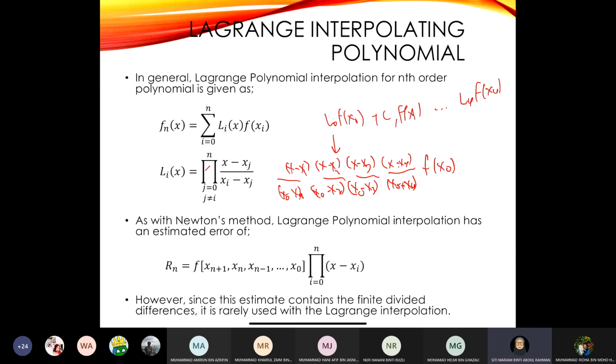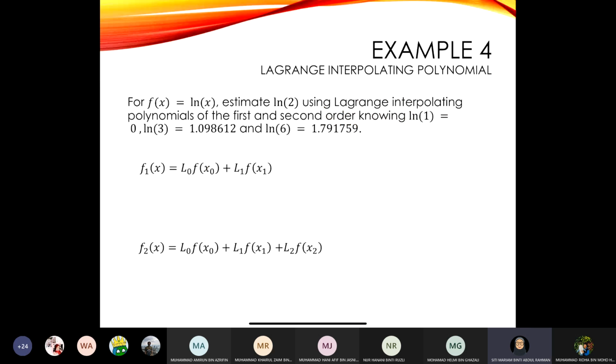However, as with Newton method, Lagrange polynomial ni dia punya estimate of error dia sama. So kalau kita nak cari fourth order ni, so the estimate of error dia the fifth order tu. So that's why the estimate, because the estimate contains divided difference, so it is rarely used with Lagrange interpolation. So kalau kita buat Lagrange, kita jarang lah check how good is our approximation, the error tu. So yang example ni sama macam example 1 and 2 tadi, but then dia terus dalam 1. So using the first order and also second order, if you find the value kat sini, you will get the exact value found in Newton interpolating polynomial.